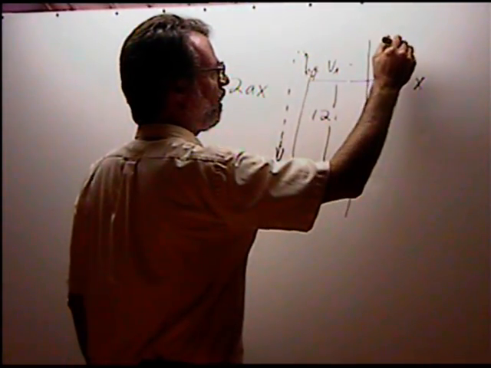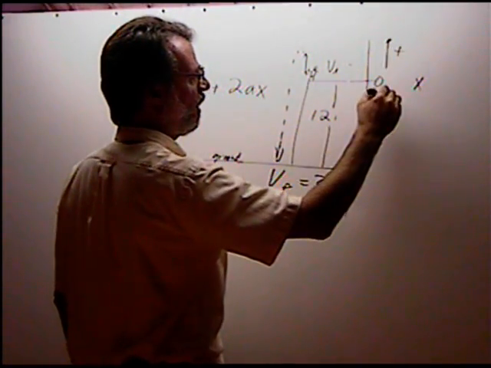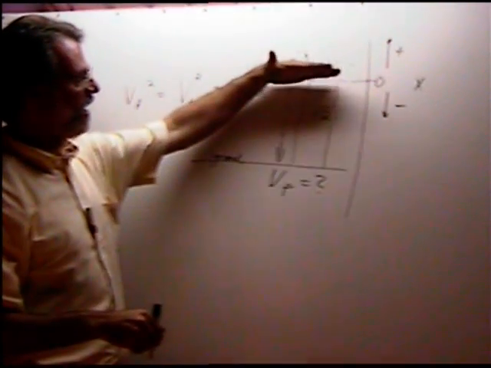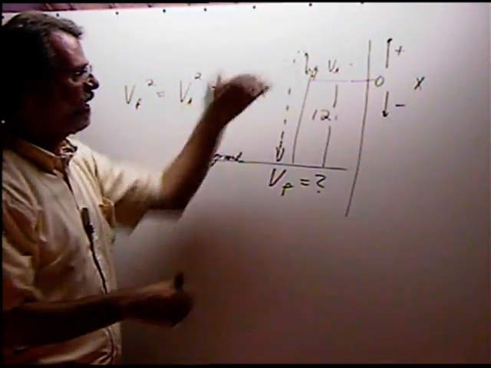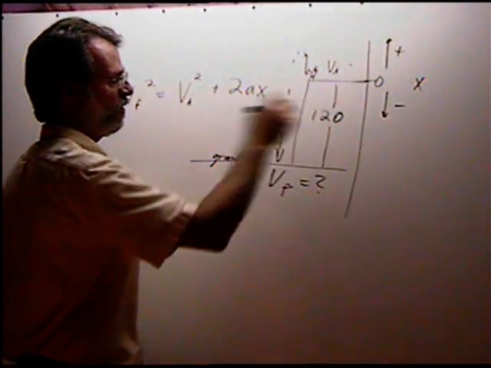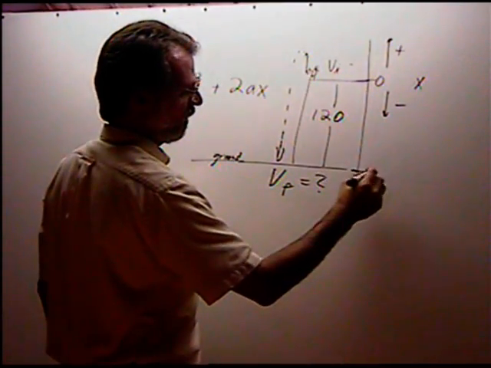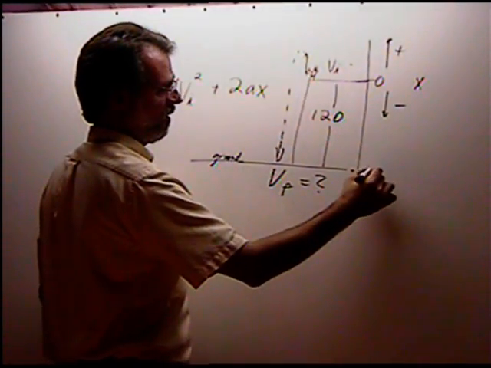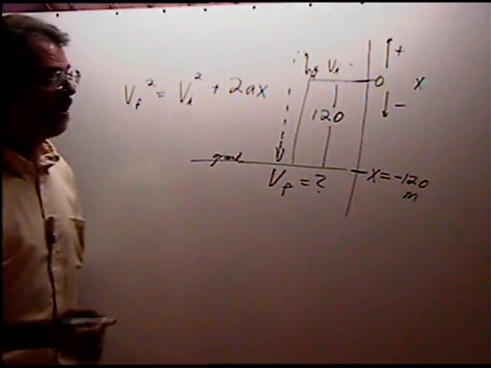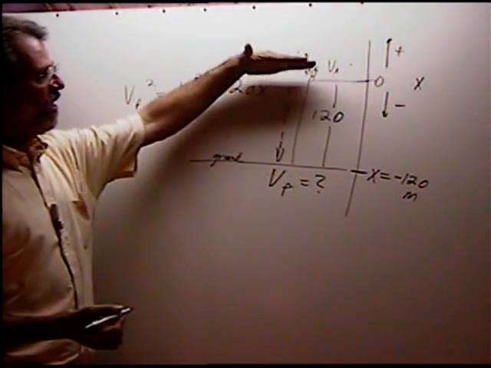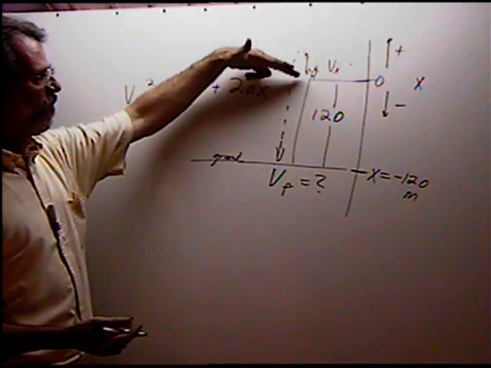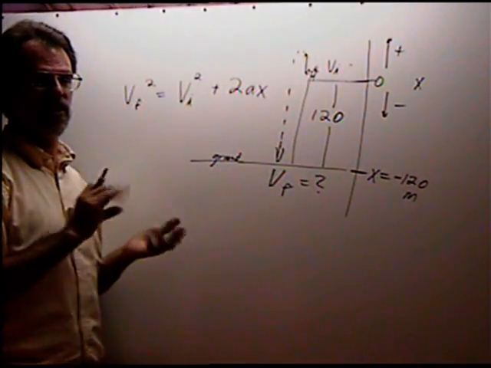We go plus up, and we go minus down. And we're going to set our 0 datum right here at the top of the cliff. So this distance down here at the bottom of the cliff is where x equals minus 120 meters. Okay, we could set it down here, but it's nice to set your 0 point where the ball, or rock, is initially launched.